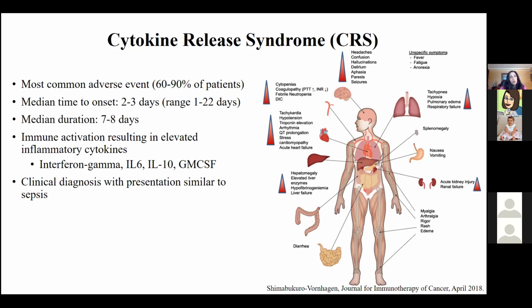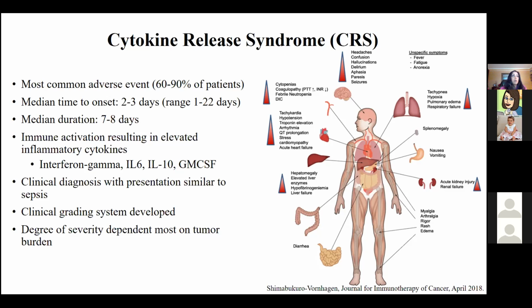This is a clinical diagnosis. The presentation is very similar to sepsis, of course, because sepsis is a cytokine storm as well. There have been multiple clinical grading systems that have been developed, but we now have one consensus grading system that we use. The degree of severity is most dependent on tumor burden. So patients that have very large tumors going into therapy, those that have significant involvement of their bone marrow, 80, 90% involvement of blastic cells in their bone marrow, those that have a lot of disease coming in, typically will have more severe cytokine release syndrome, higher grade.